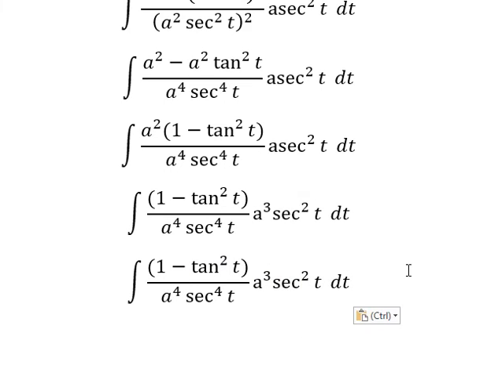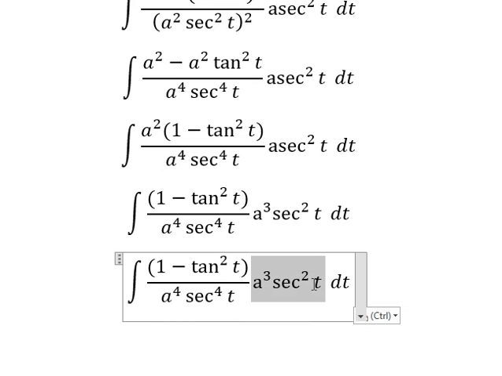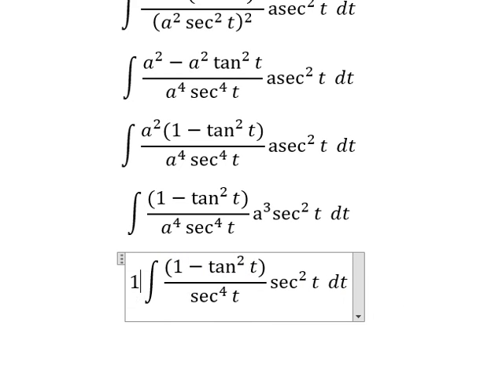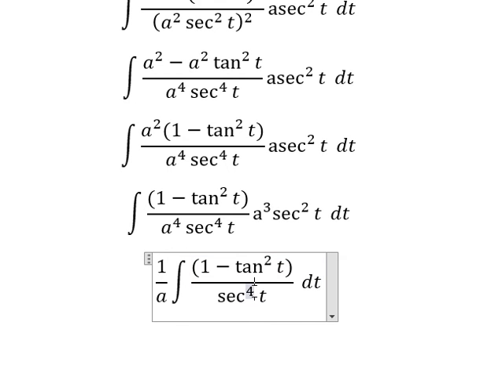And now we need to simplify this one and this one. So a to the power of 3 with a to the power of 4, we just have only 1 over 8. This one simplified by this one. We just have secant of t to the power of 2.